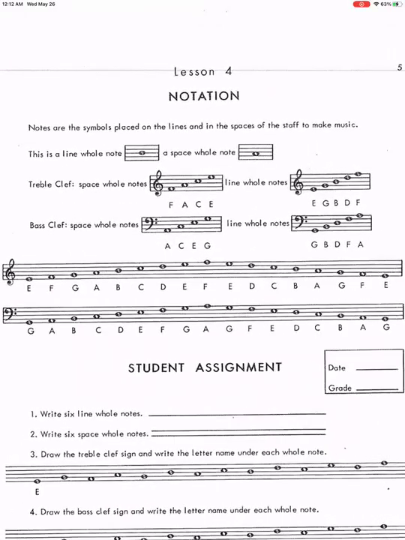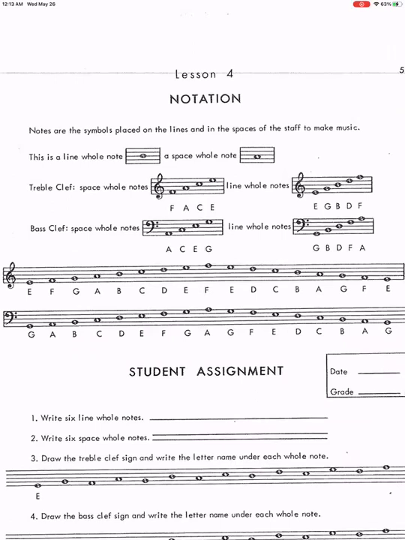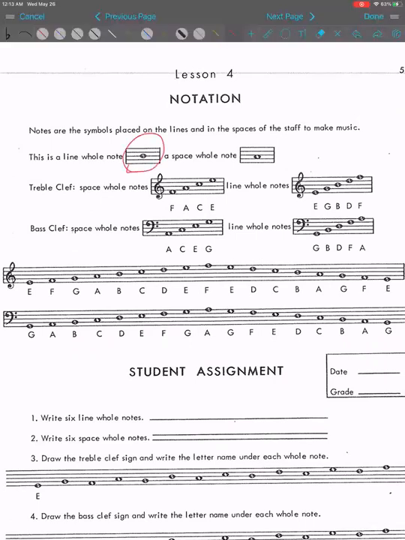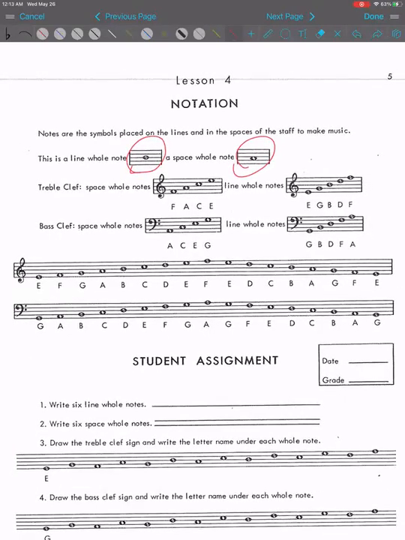Notes are the symbols placed on the lines and in the spaces of the staff to make music. So this is a line note, and that's a space note. They want you to look at a sequence. So we're going to look at E from here.